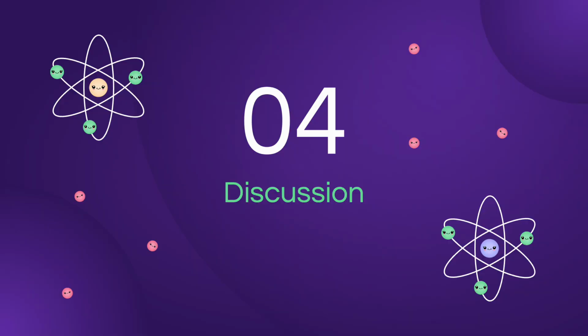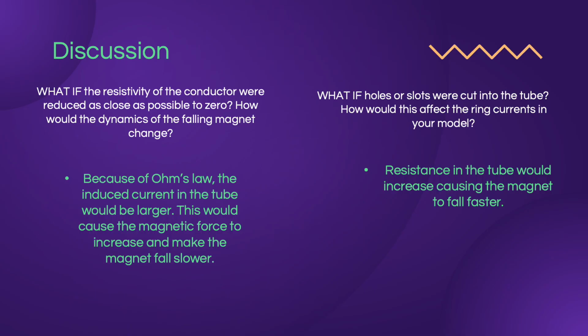Now the discussion. What if the resistivity of the conductor were reduced as close as possible to 0? How would the dynamics of the magnet change? Because of Ohm's law, as stated in the fundamental principles, the induced current in the tube would be larger. This would cause the magnetic force to increase and make the magnet fall slower.